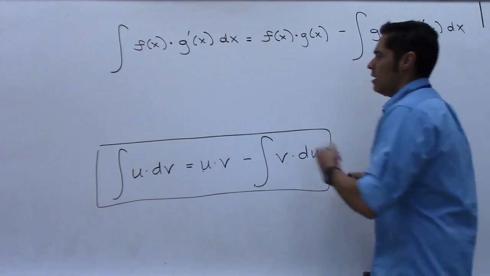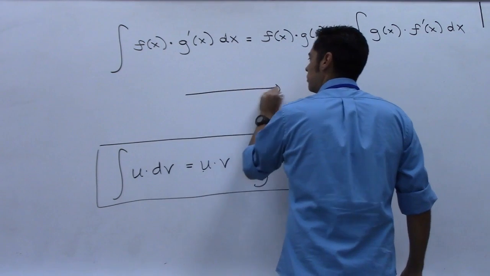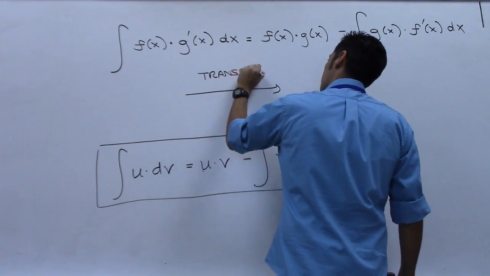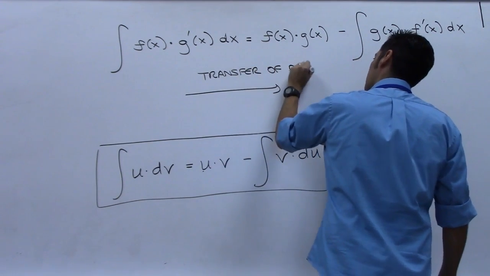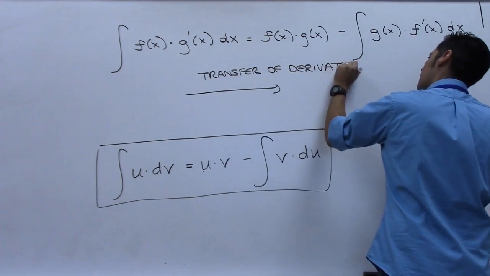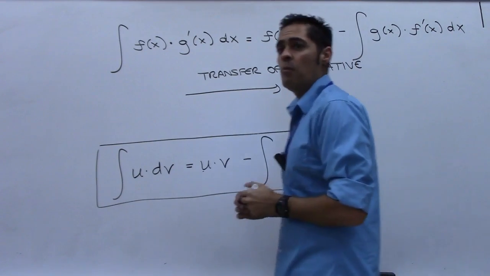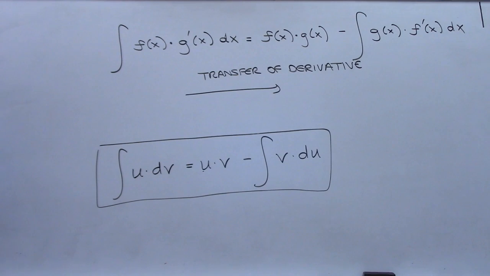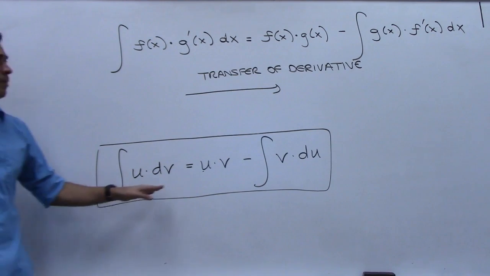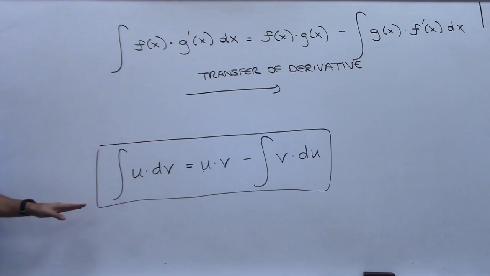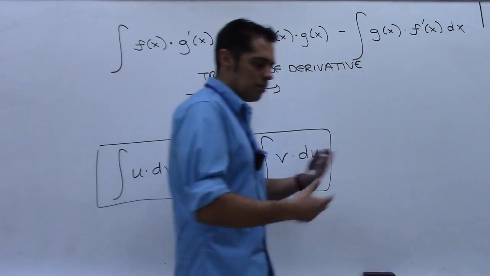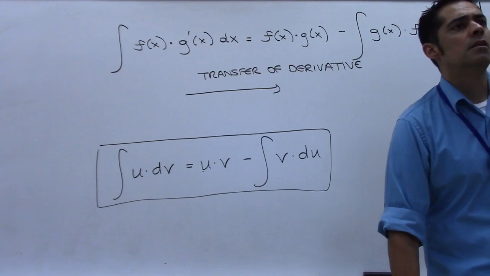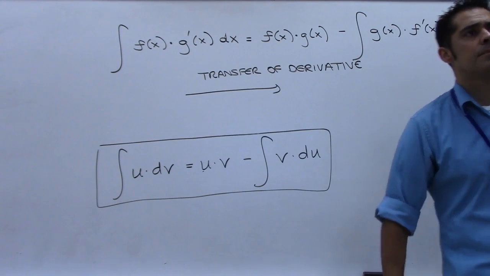All right, so the integration by parts formula is what we call a transferring of the derivative. We are transferring the derivative from one function to the other. Now, this formula is the one that I said you need to memorize, and the reason is because there's a little cute saying that you can memorize to help you with the formula, which is right there.